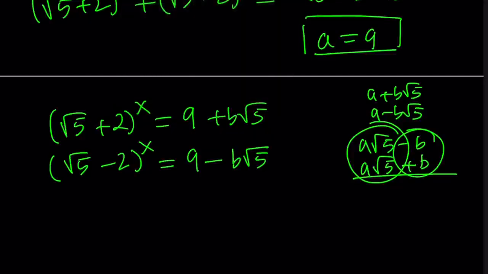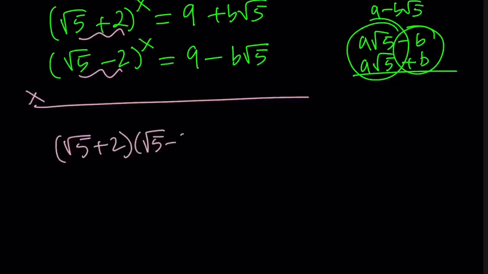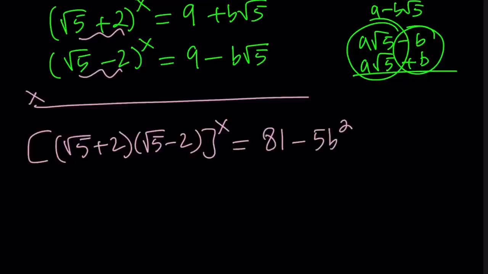adding them, we're going to multiply them this time. When we multiply these two things, obviously the bases are going to be multiplied, but remember they are reciprocal, so it's going to look like this: root 5 plus 2 times root 5 minus 2 all to the power x equals 9 plus b root 5 times 9 minus b root 5, which can be written as 81 minus 5b squared from difference of two squares. Difference of two squares is super duper important. These two are reciprocals, remember, so their product is 1.